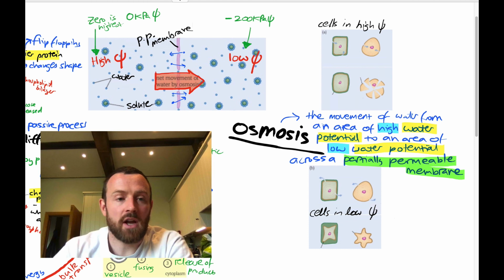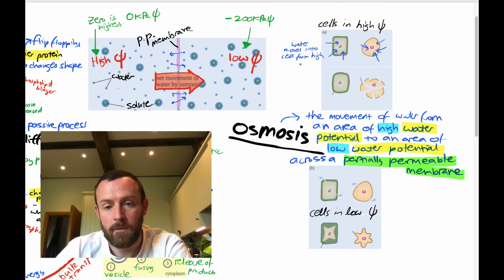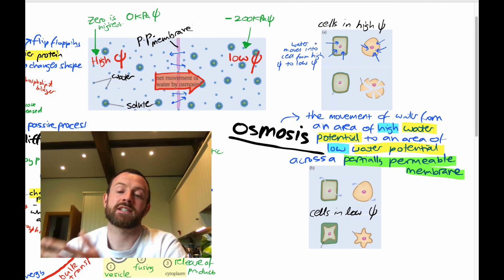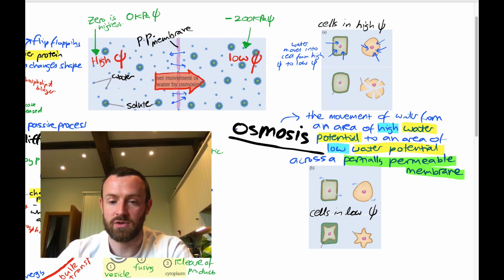So cells in high water potential, we've got more free water molecules outside, so water moves in by osmosis. We've got a plant cell on the left, animal cell on the right, so let's write here: water moves into cell from high to low. In an exam question, you'd write it a bit more fully: water moves into the cell from an area of high water potential to an area of lower water potential through the cell membrane via osmosis. You've got to use this word.